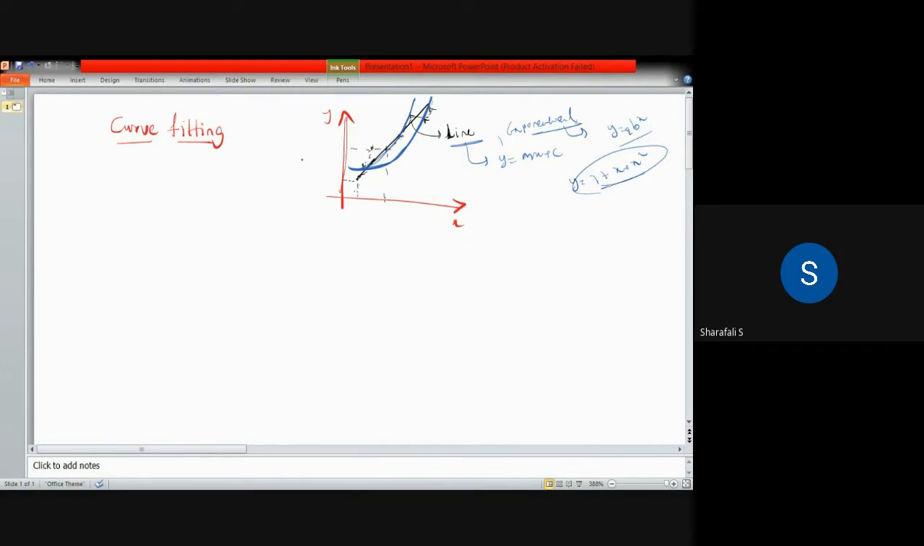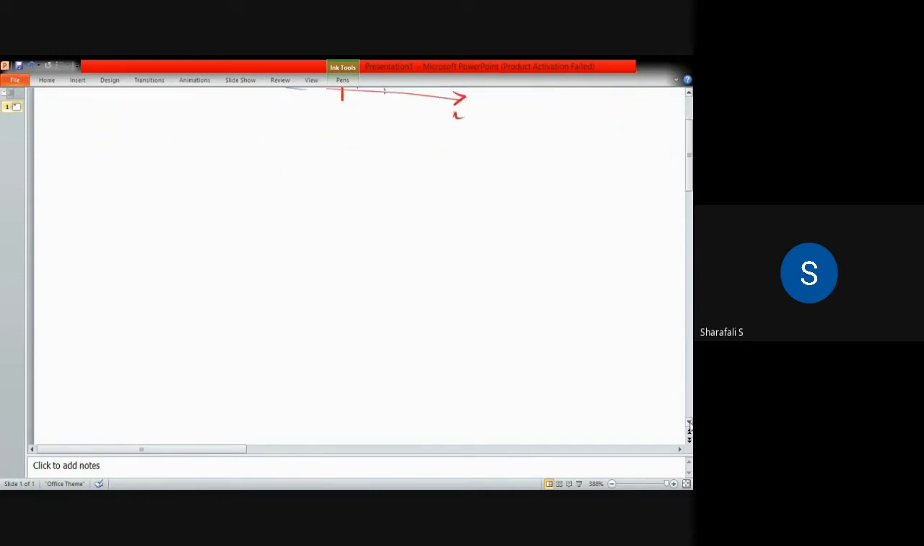Here we will be considering the least square fitting method. In this least square fitting method, let us consider the given data points are x1, y1, x2, y2, x3, y3, and so on up to xn, yn.